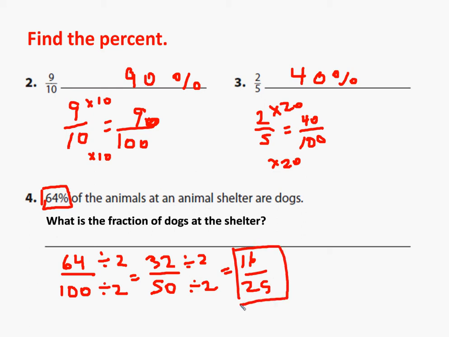So 16 25ths of the animals are dogs at the shelter. And that's how you go between percentages and fractions, and hopefully that helps you understand what percentages are and what they're used for.